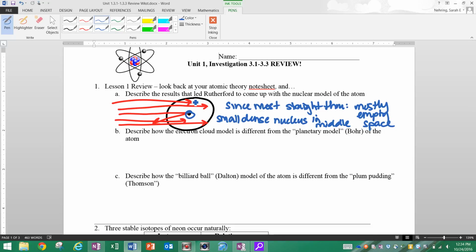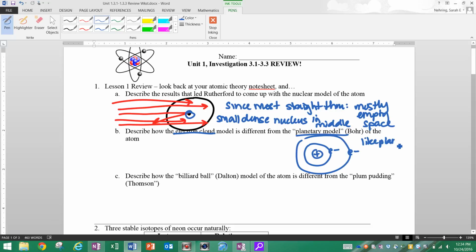Looking at a couple other models, look at the electron cloud model versus the planetary model. So in the planetary model, the idea is that the electrons are like planets orbiting the sun. So the electrons orbit around the nucleus like planets orbiting around the sun.